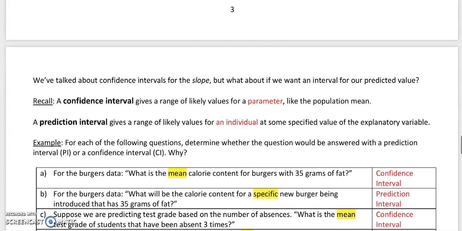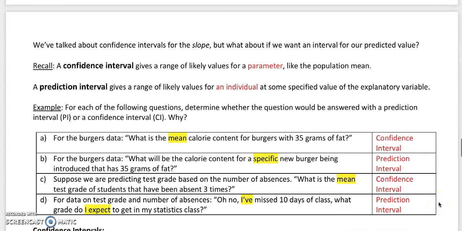Similar situation, suppose I'm predicting test grade based on number of absences. I want to know the mean test grade for students that have been absent 3 times. That word mean is in there, which tells me that I'm interested in a confidence interval. On the other hand, if a student says, oh no, I've missed 10 days of class, what grade do I expect to get? That's going to be a prediction interval because they only want to know about their grade, not the average for all students that have missed 10 days of class.